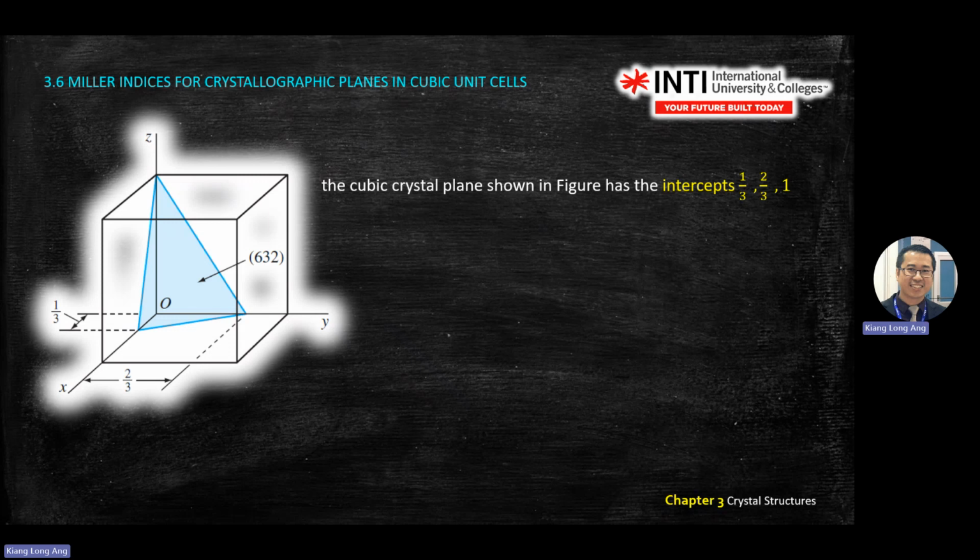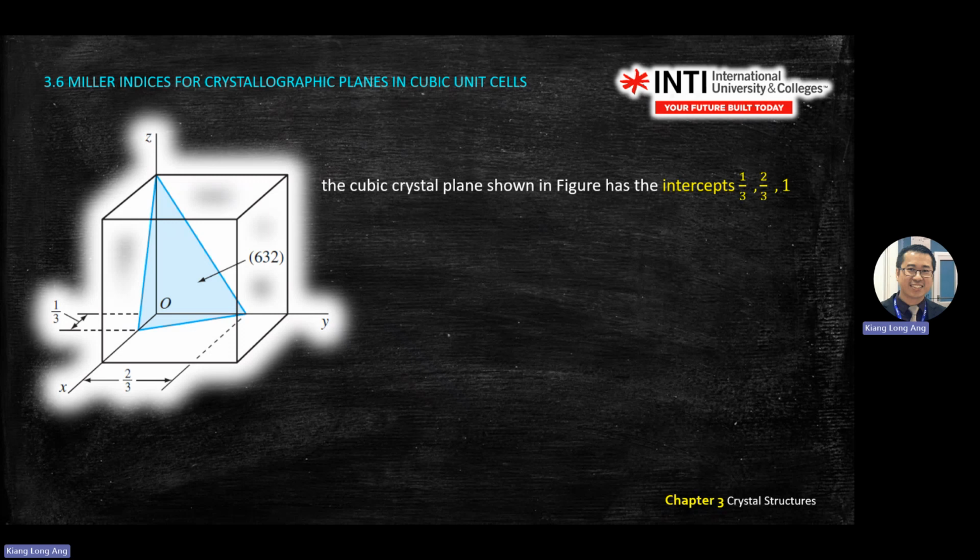It will give you this statement. Your expected step is you draw the cube and then put inside the intercepts. You draw 1/3, you draw 2/3 for y, and then z is 1, means from here to here is 1. Okay. Then how do you find these 632 numbers?